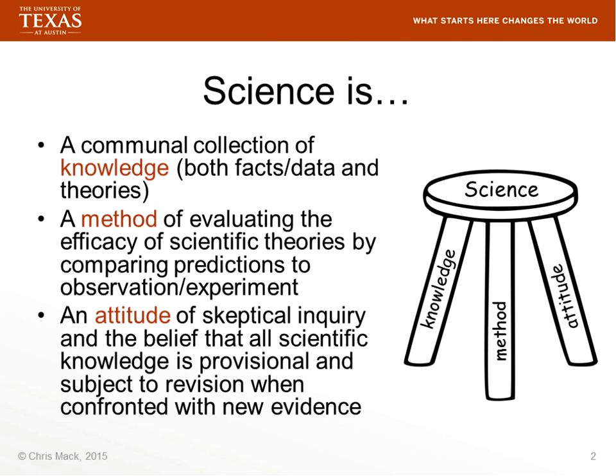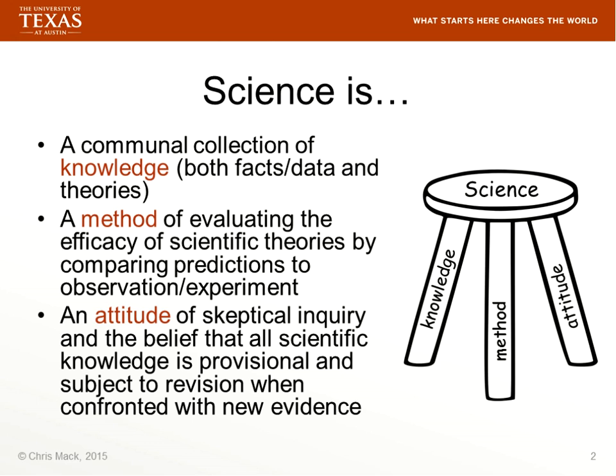But before we get started, let's talk about what science really is and how publishing fits into the overall scientific enterprise. I think of science as having three important parts, kind of like the three legs holding up a stool. First is a communal collection of knowledge. These are facts, data, and theories that we've collected over time to describe what we know about the world. Next thing is a method for evaluating this knowledge. In particular, a method for evaluating whether our scientific theories are any good by comparing the predictions of those theories to our observations or the outputs of our experiment.